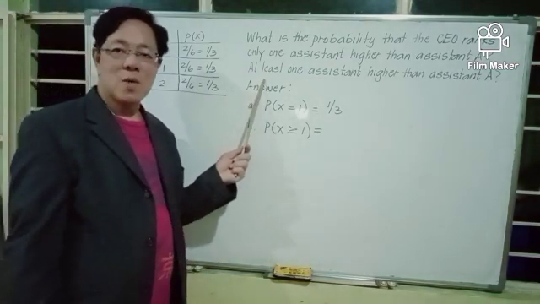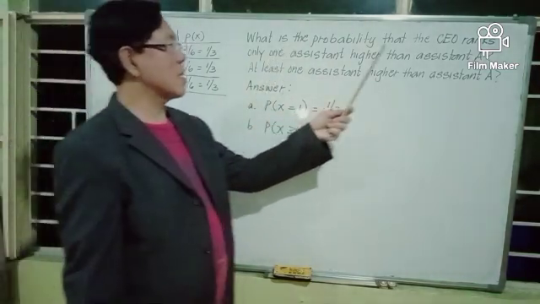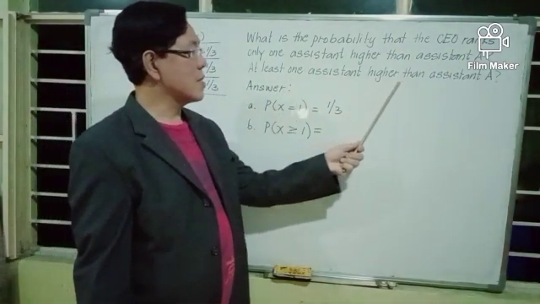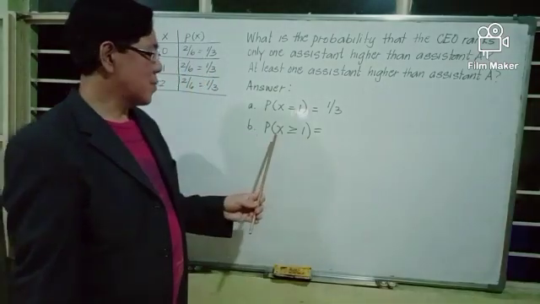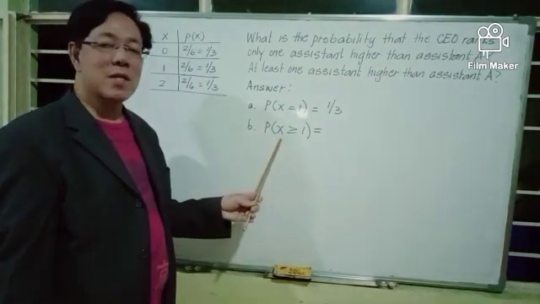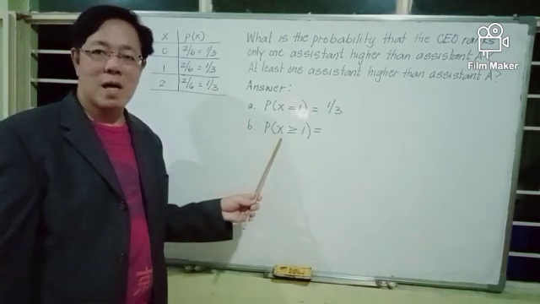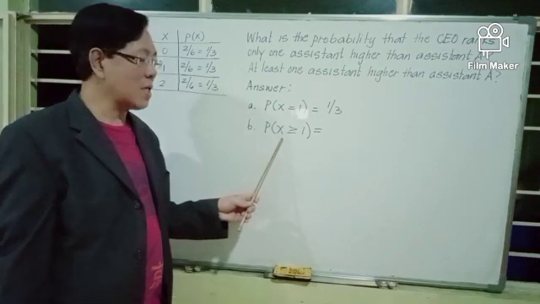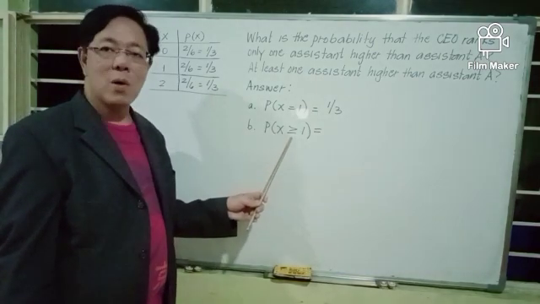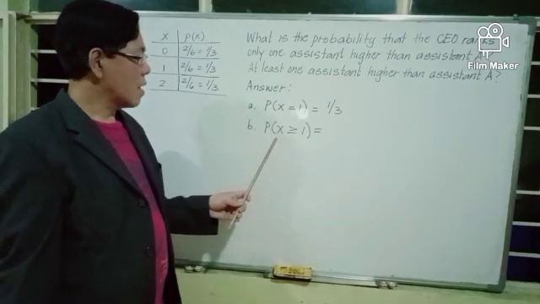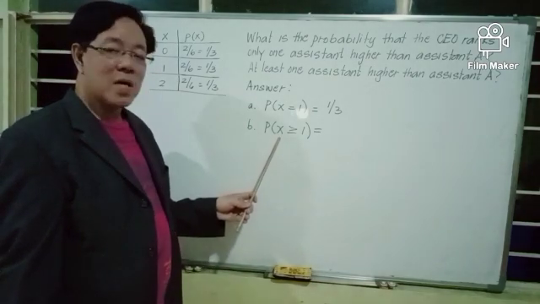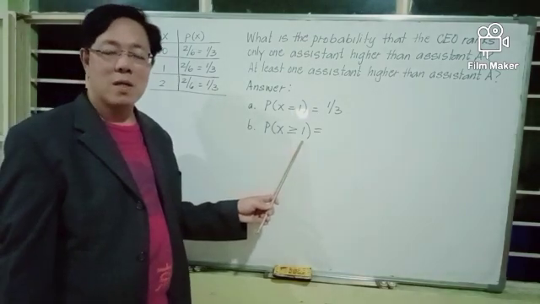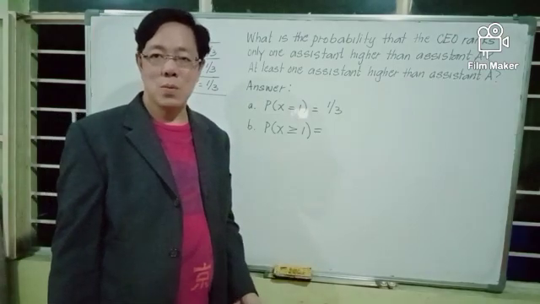In the second part of the question, we are asked what is the probability that the CEO ranks at least one assistant higher than assistant A. In symbols, we write: what is the probability that the value of the discrete random variable x, representing the number of assistants who are ranked higher or ahead of assistant A, is greater than or equal to 1? The possible values of x that satisfy this condition, x greater than or equal to 1, are 1 and 2.